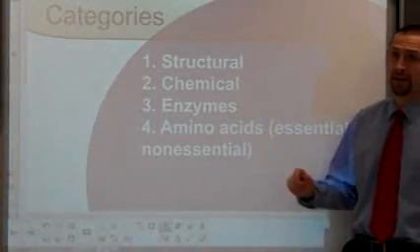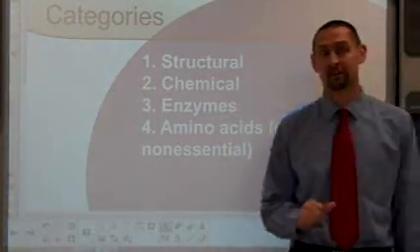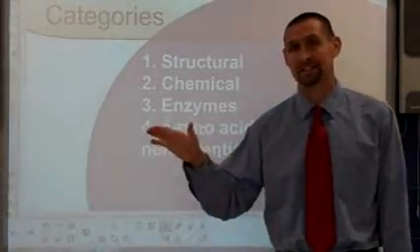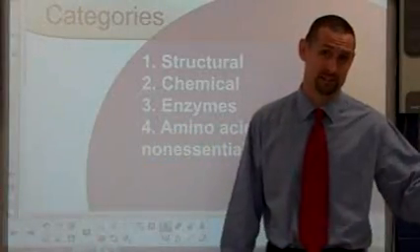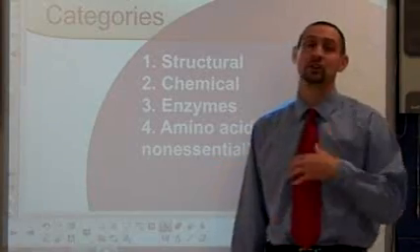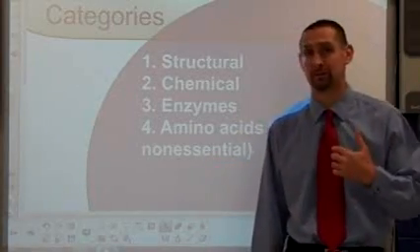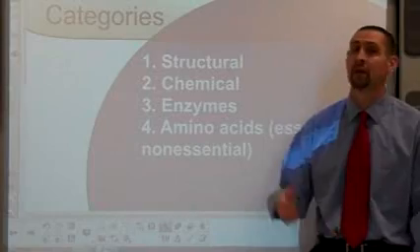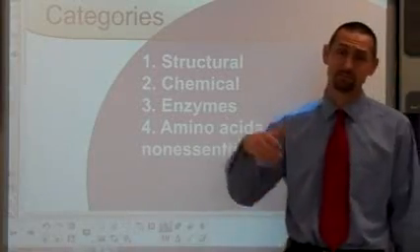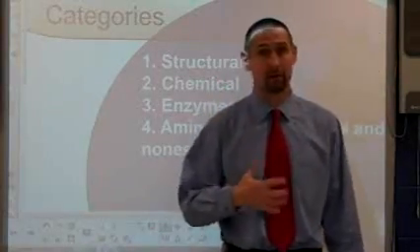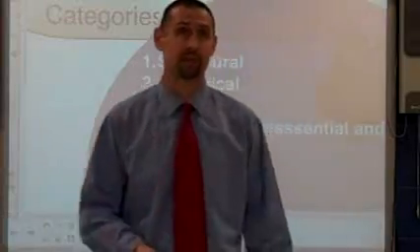Proteins are made up of amino acids. We can categorize amino acids into the groups essential and non-essential. Essential amino acids, you need to eat those. You have to get them from your diet. Your body can't make them. Non-essential amino acids, you can make them. Your body can assemble those and put them together.